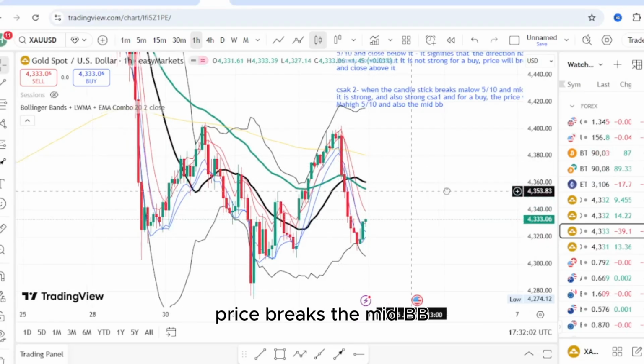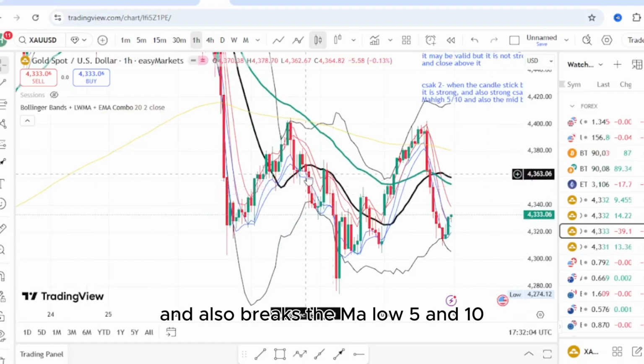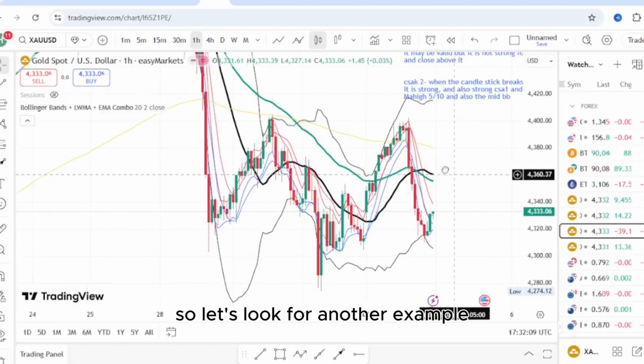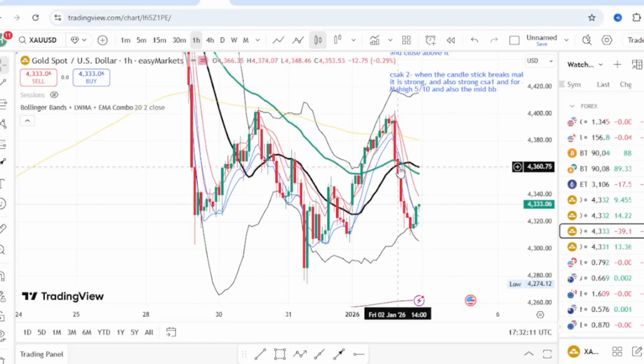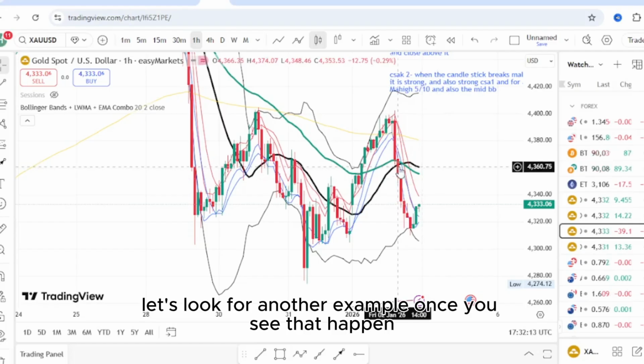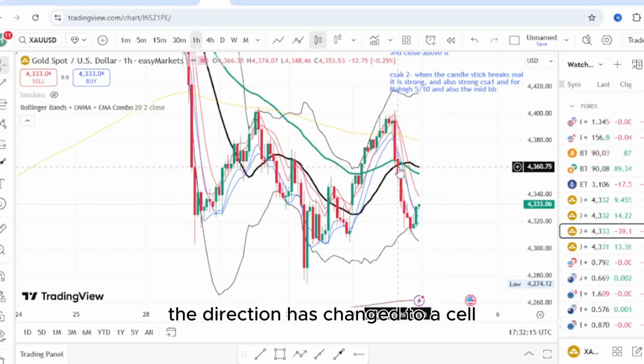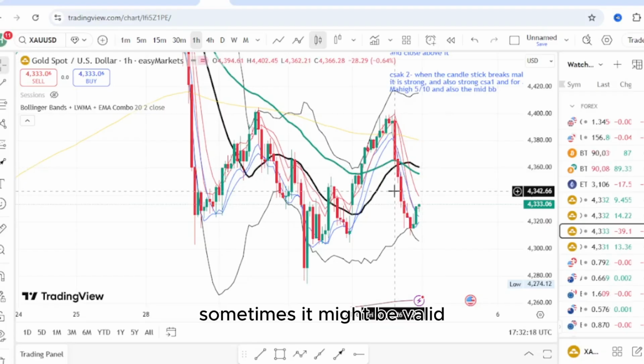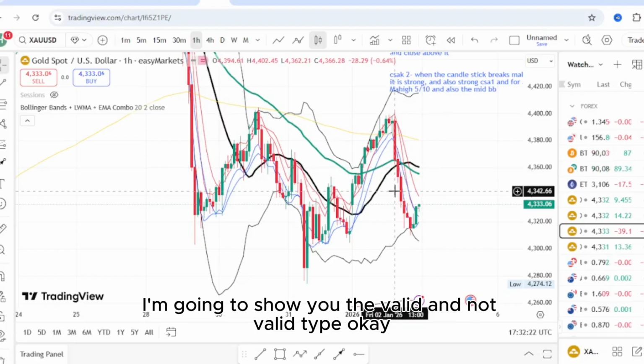So let's look for another example. Once you see that happen, the direction has changed to a sell. Sometimes it might be valid, sometimes it may not be valid. I'm going to show you the valid and not valid types as we proceed, so kindly stay till the end of the video. That's where I'm going to explain valid and not valid.